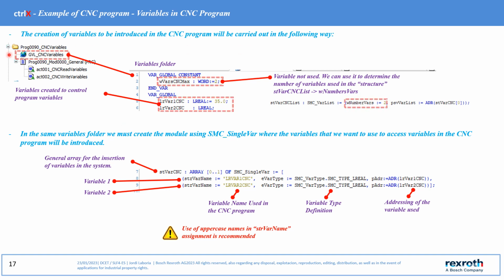First of all, we generate some variables to carry out the example. Next, we will use the SMC single var module to declare the variables that we will use in the CNC program. Define the variable name used in CNC program. Define variable type. Program PLC variable used. Use of uppercase names in str var name assigned is recommended.